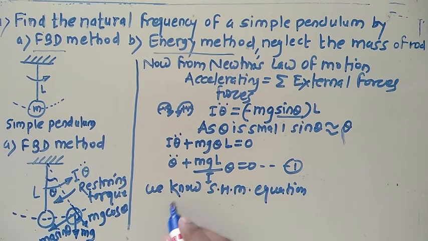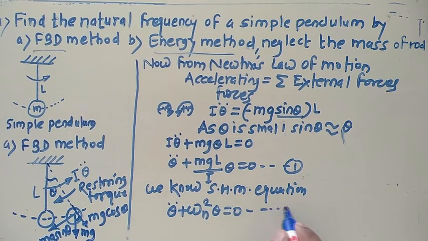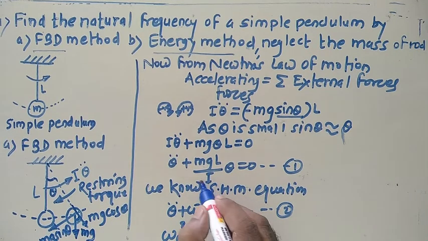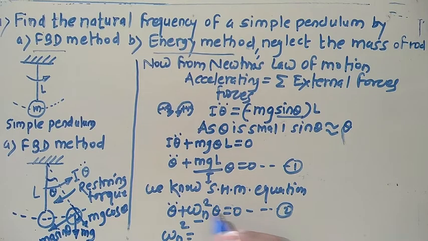If I consider angular, circular motion for any system, then the equation is theta double dot plus omega n square into theta equals 0, equation number 2. So straightforward, compare equation number 1 and equation number 2. What do we get here? Omega n square, just compare this term, and the other terms are as they are. So omega n square equals mgL divided by I. In this way you can get the relation.